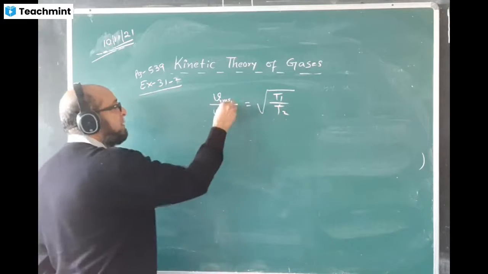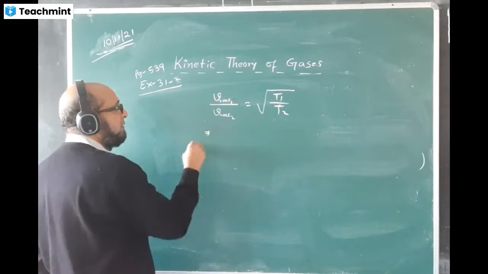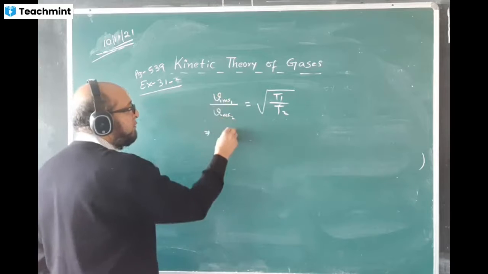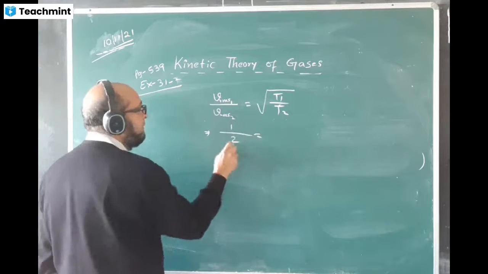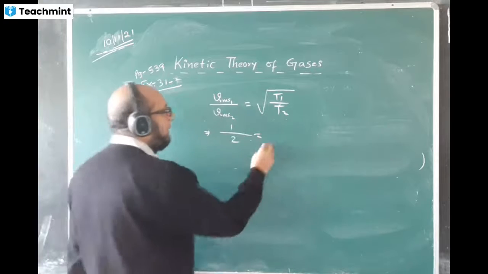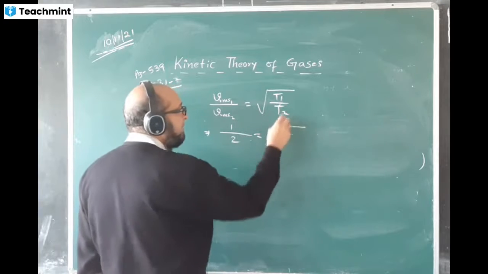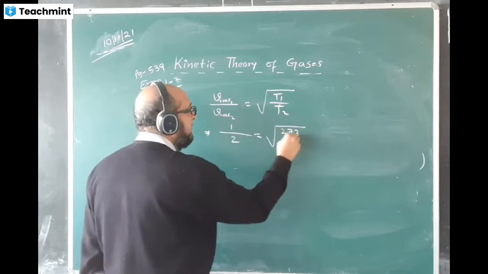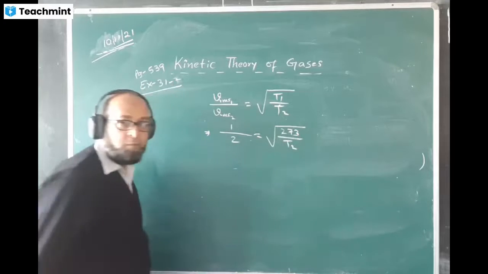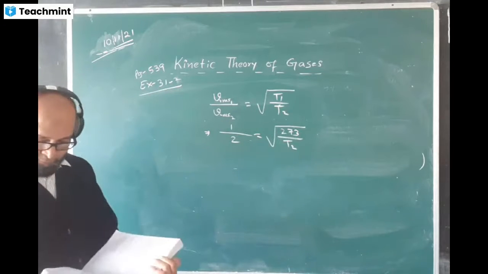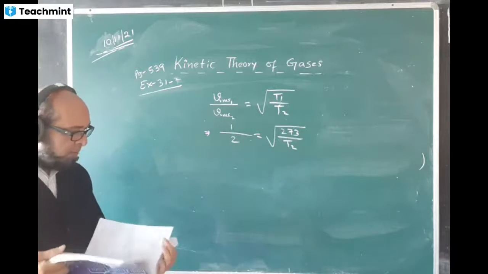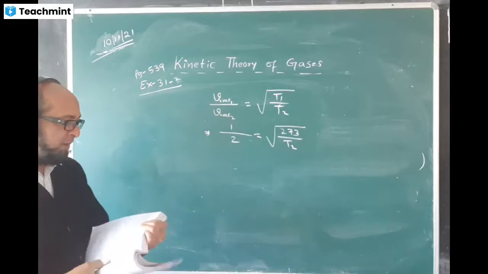This is for the first case, this is for the second case. In the first case, the velocity is suppose 1 unit, the RMS velocity is becoming double, right? 2 units. T1 value 0 degree, that is 273. We have to find the value of T2.